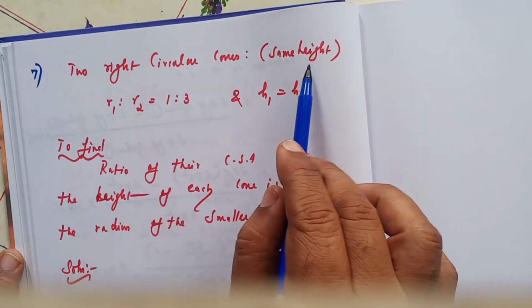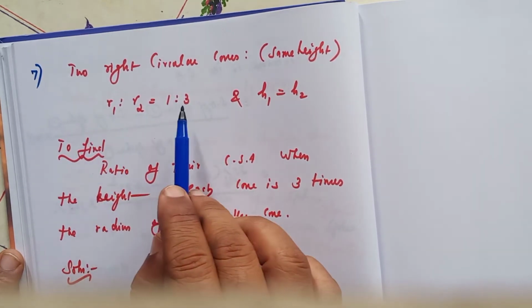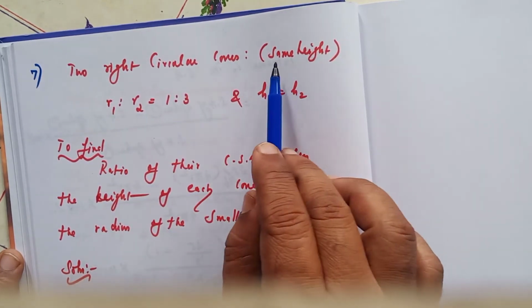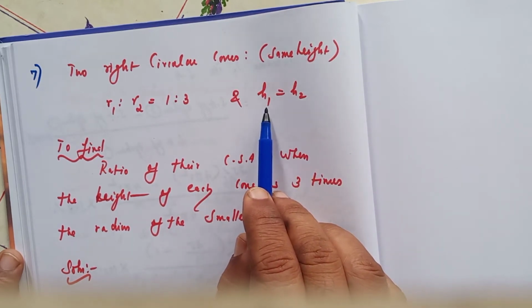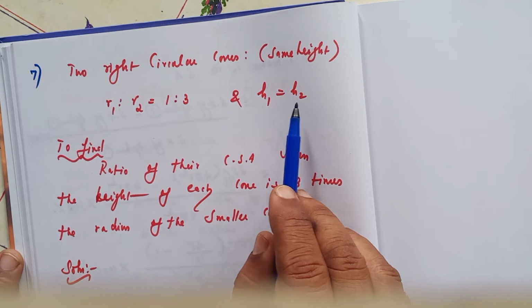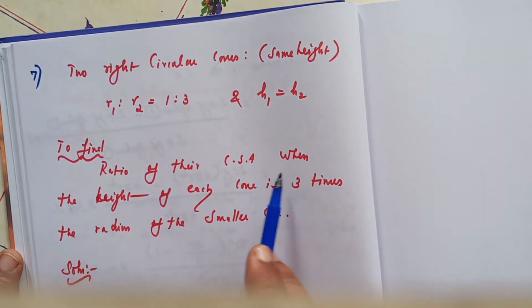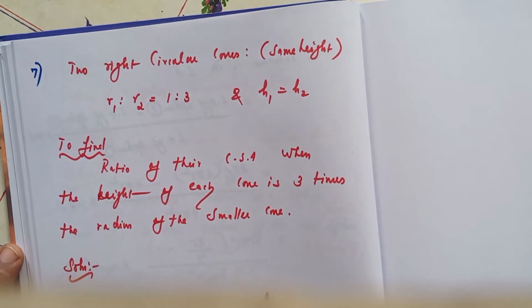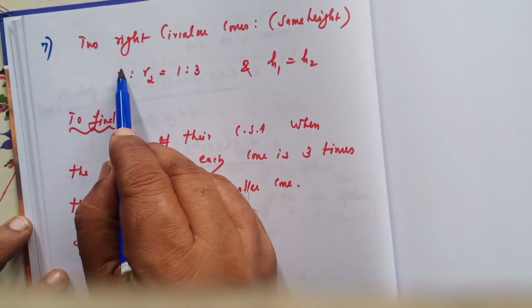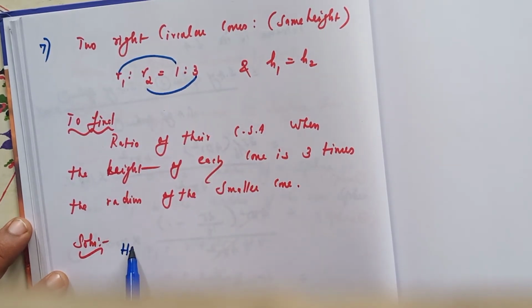Two right circular cones with the same height, radii ratio given R1 is to R2 equals 1:3. Since same height is given, H1 equals H2. H1 is the height of the first cone, H2 is the height of the second cone. Same height means both are equal. Find the ratio of the CSA when the height of each cone is 3 times the radius of the smaller cone.